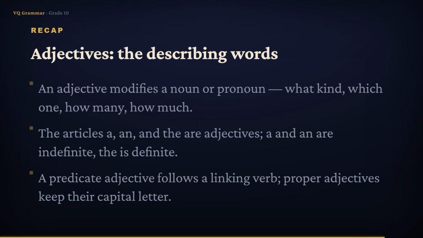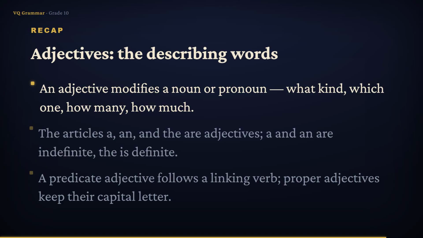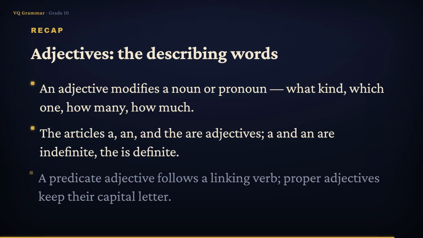Let's gather it all up. An adjective modifies a noun or a pronoun, and it always answers one of 4 questions. What kind? Which one? How many? Or how much? The 3 articles, a, an, and the, are adjectives too. A and an are indefinite, pointing to any one of a group, while the is definite and points to one specific thing. And don't forget the 2 hiding places.